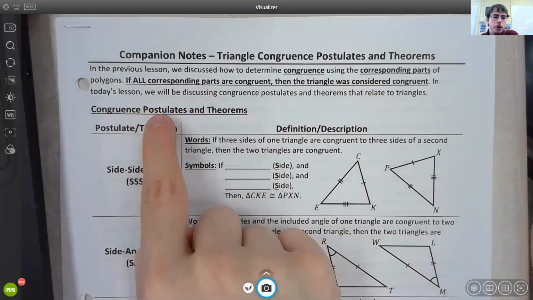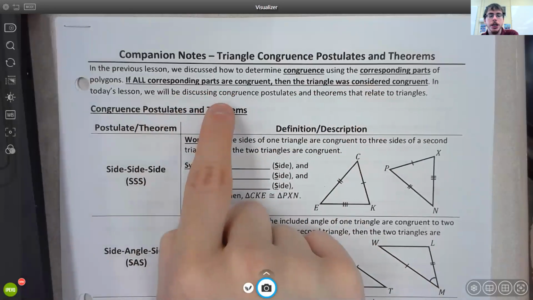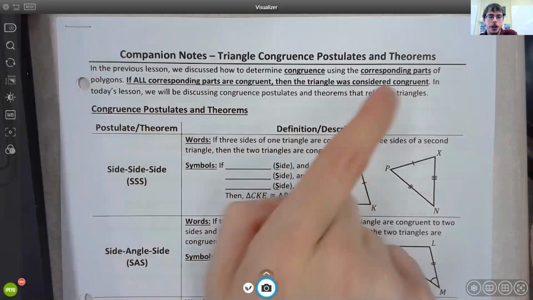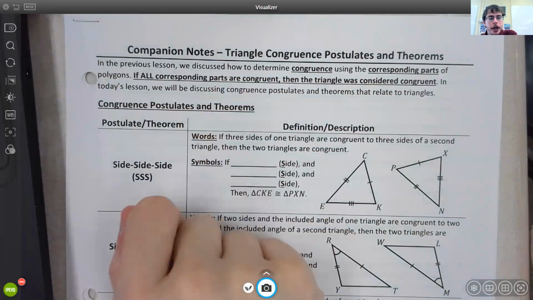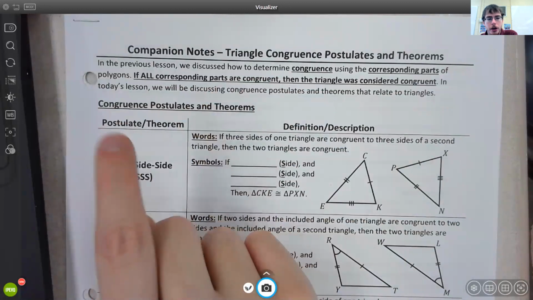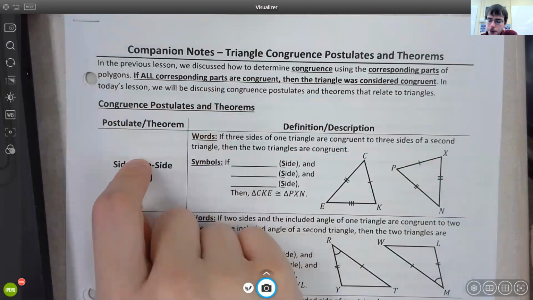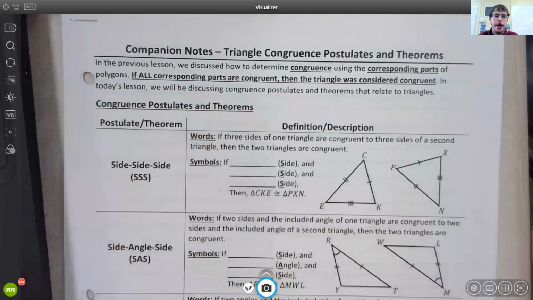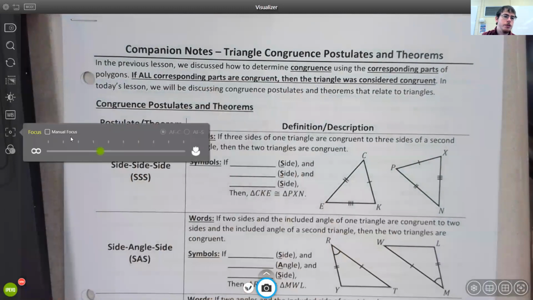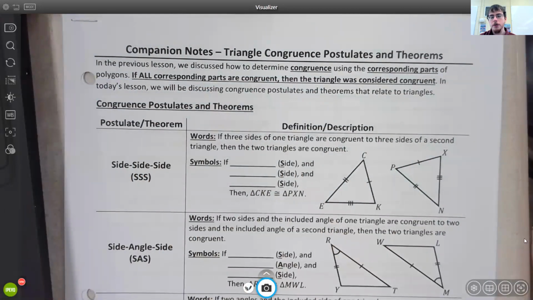In today's lesson, we will be discussing congruence postulates and theorems that relate specifically to triangles, okay? And there's 5 that we're gonna be talking about, okay? And they are listed here in this chart, and we're gonna fill in the chart based on these diagrams, okay? Let me adjust my focus here so it doesn't switch back and forth here. All right, so let's look at each of these.